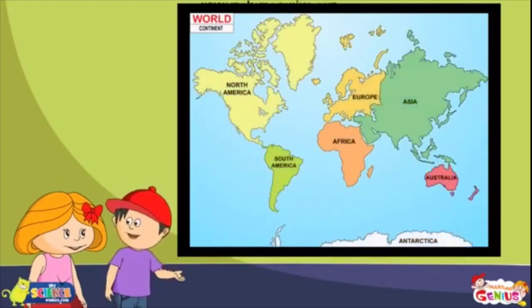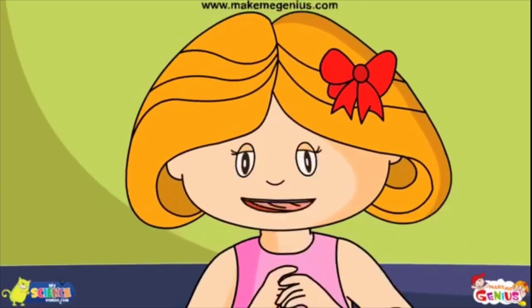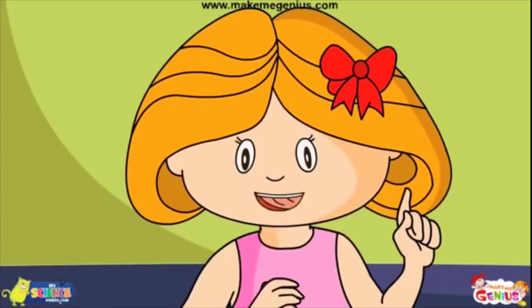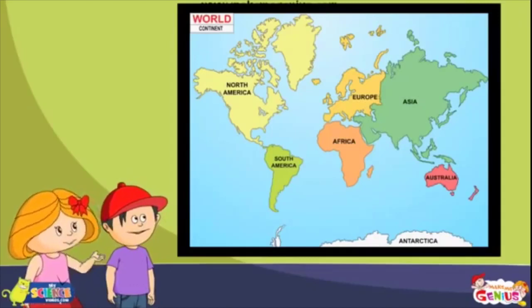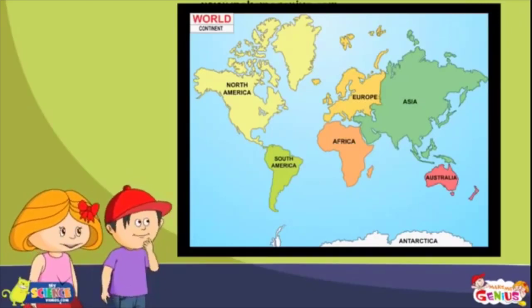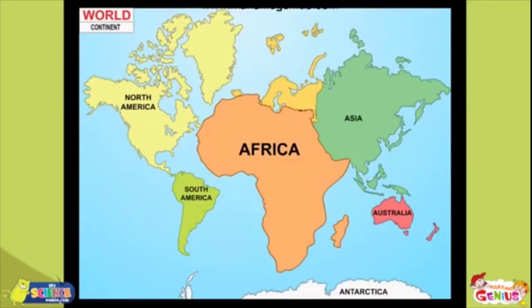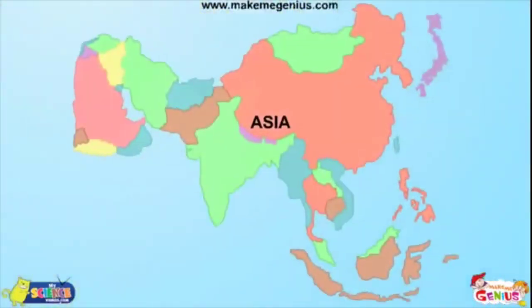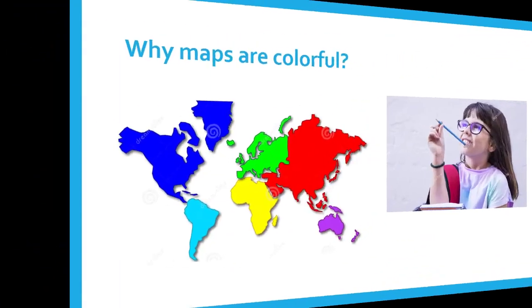Oh yes, you're right, Jenny. The countries and states, oceans, etc. are always in different colors. Can you show me Africa on this map, Jimmy? That's there in orange color. You're right, Jimmy. Different colors means different countries, states, etc. The cities are shown with the help of a dot and the capitals are shown by a star.